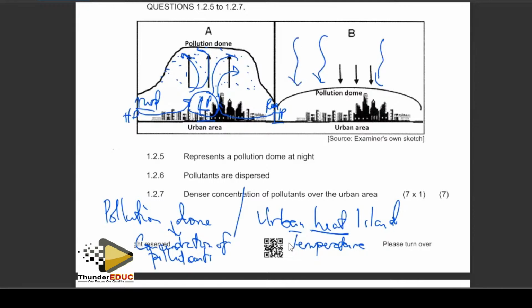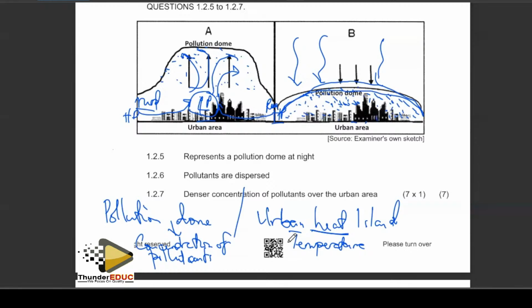Because of the strong descending air, the level of the pollution dome is lowered. Sinking air is forcing the pollutants to go lower and lower to the level of the buildings. And because of the space here, the pollutants are now closely packed and are at a lower elevation because of the strong descending air, which is forcing them further down, which will mean that the effect of pollution domes is more pronounced during the night than during the day.